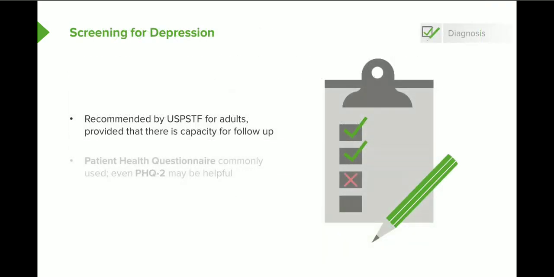What about screening for depression? I mentioned how common it is in primary care. Should we be looking for it in everybody? Actually, the United States Preventive Services Task Force, or USPSTF, suggests that yes, we should be screening for depression among adults as long as there's capacity for follow-up. That means that we can continue to see the patients for their depression and treat it proactively.